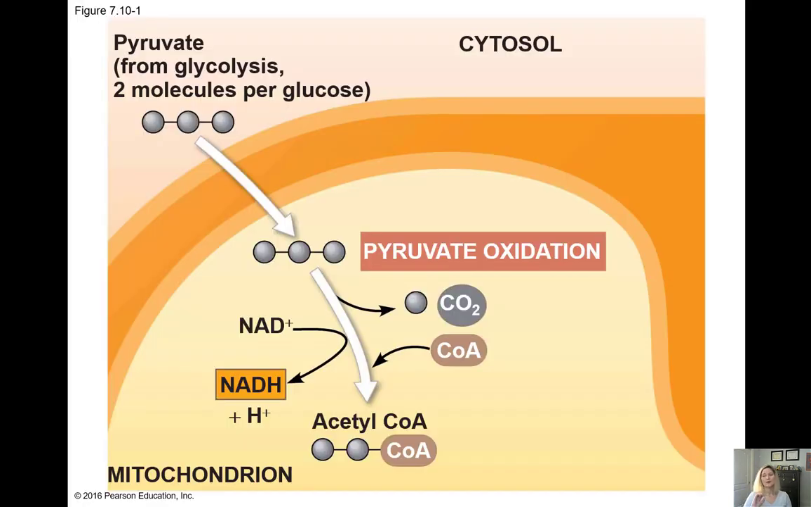And then from there, this is just showing the cytoplasm, here's our 3 carbon pyruvate making its way into the mitochondrion, and we have pyruvate oxidation taking place where we're going to get that electron carrier taken care of, 2 of them because we have 2 of these, and then the formation of acetyl-CoA. All right, so that's pyruvate oxidation.